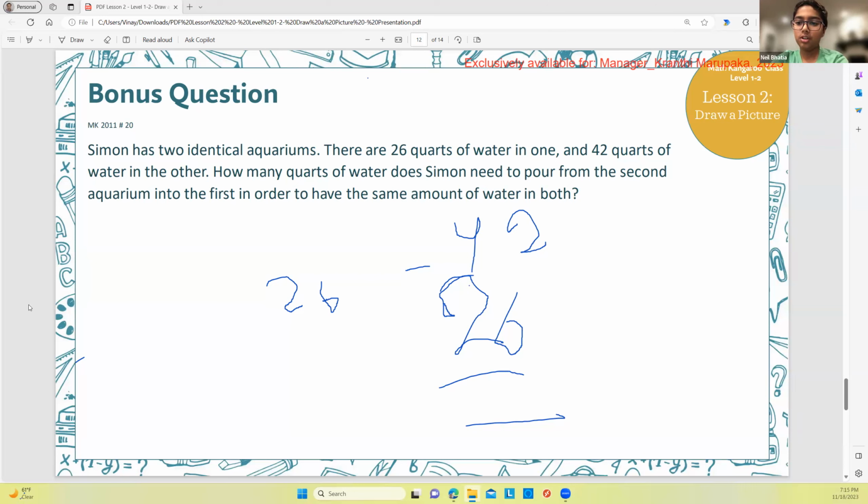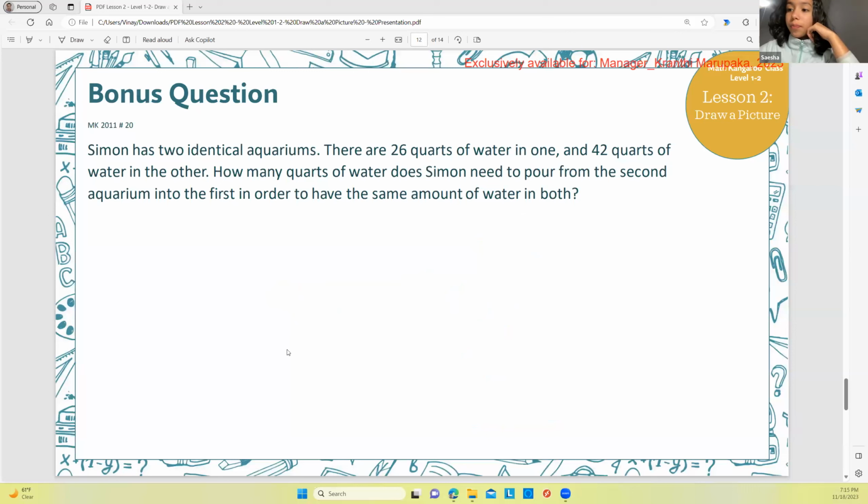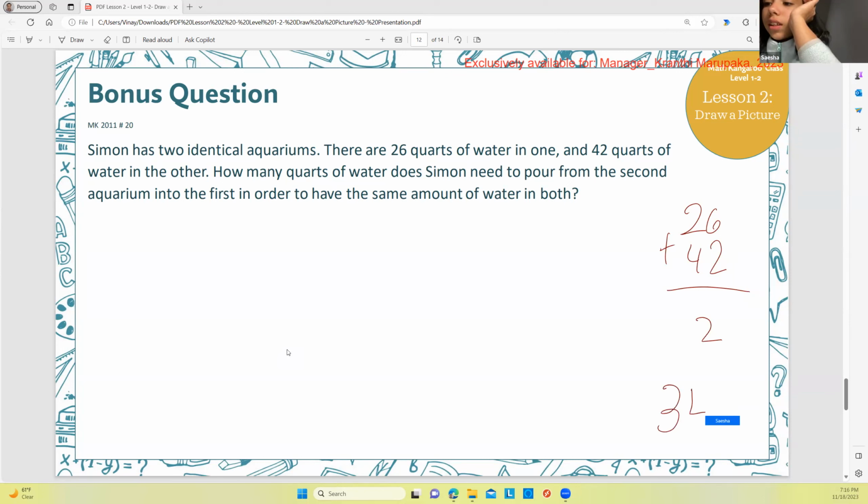Saisha, you wanna draw? Okay. So I just found the average of both of them. 26 plus 42 divided by 2. And I got 34 as their average. So that's how many they need to have in both. So I drew tally marks.